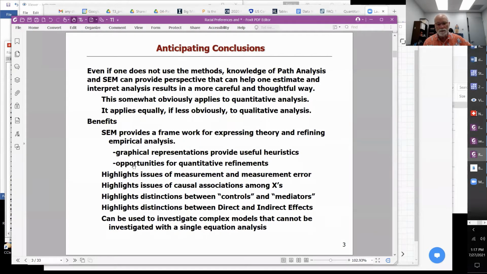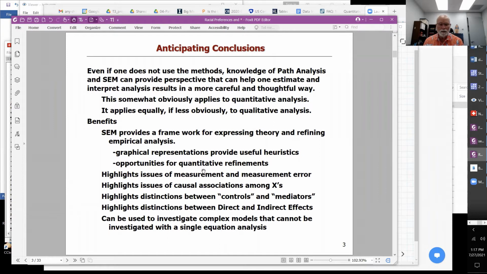And then if you do use the perspective directly, the opportunities for quantitative refinements are really quite numerous, and so they will take you into opportunities that simply aren't otherwise available. And then some specific things.